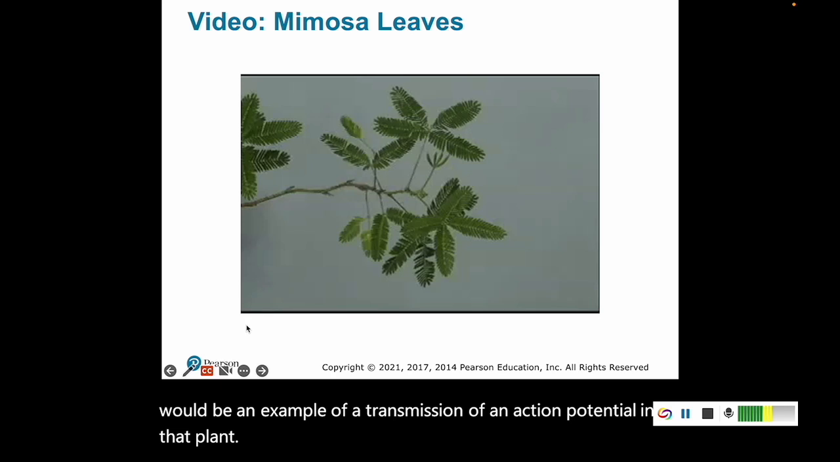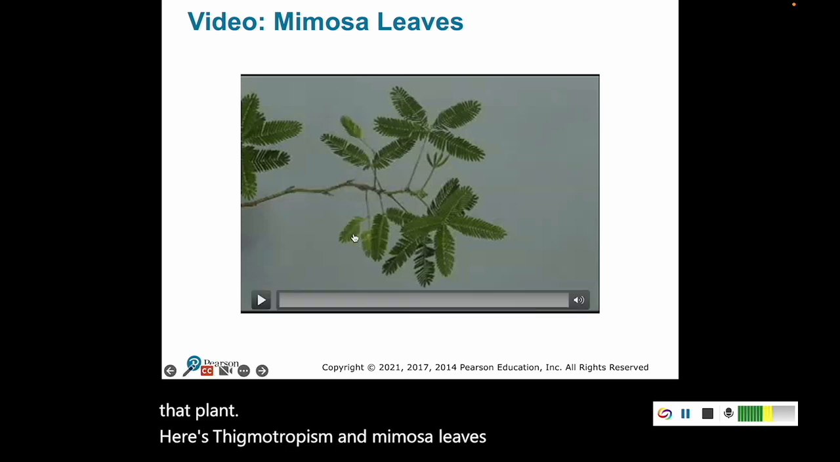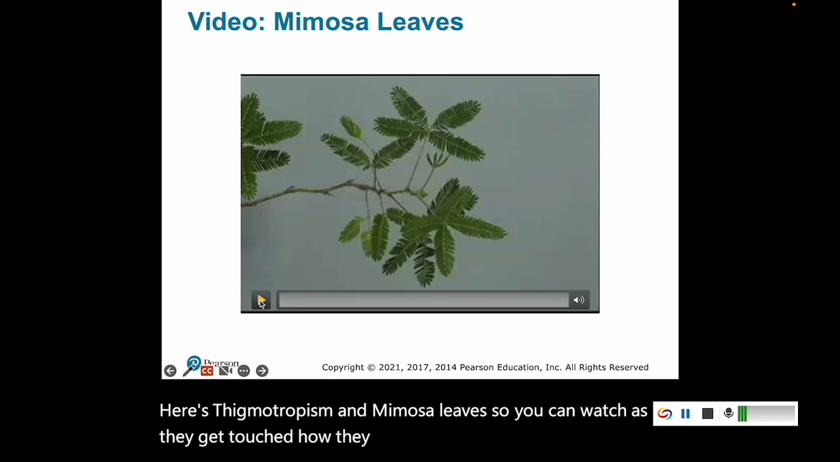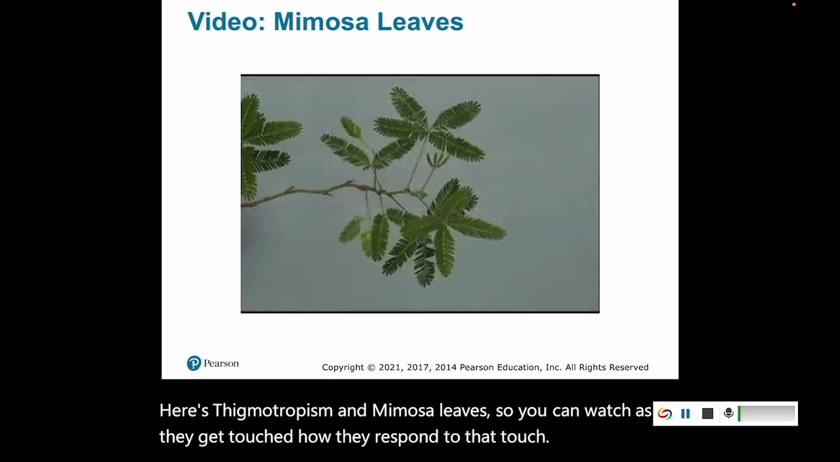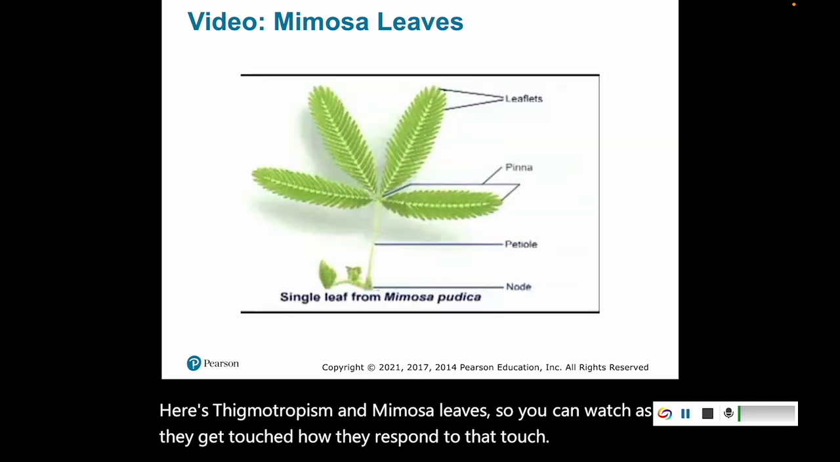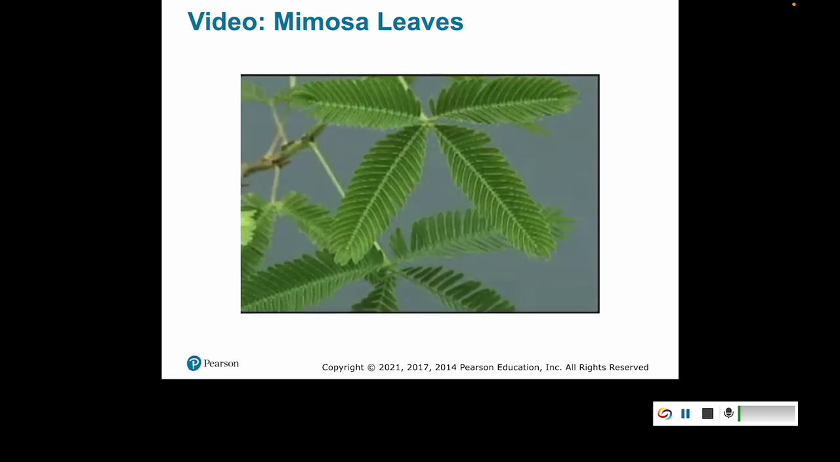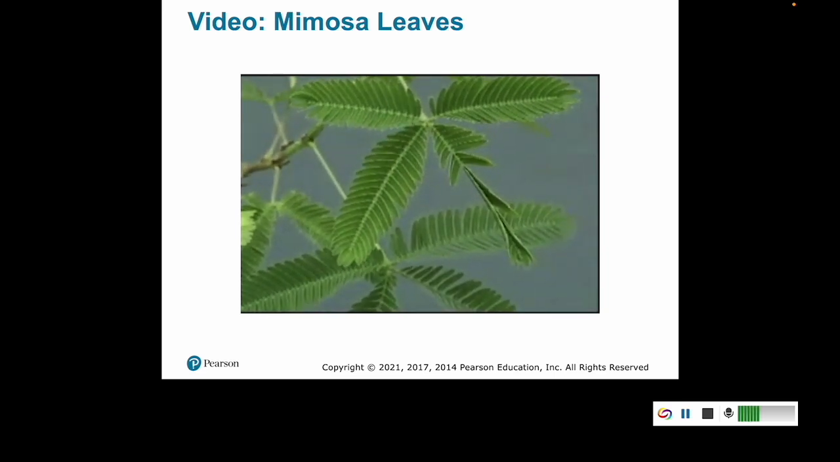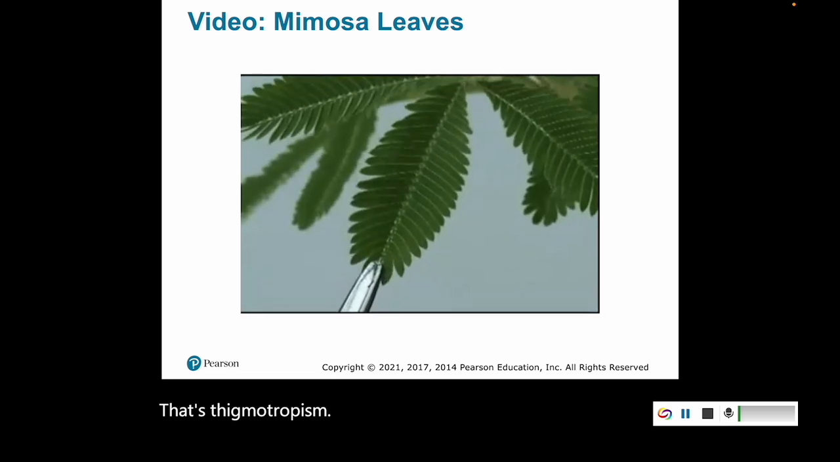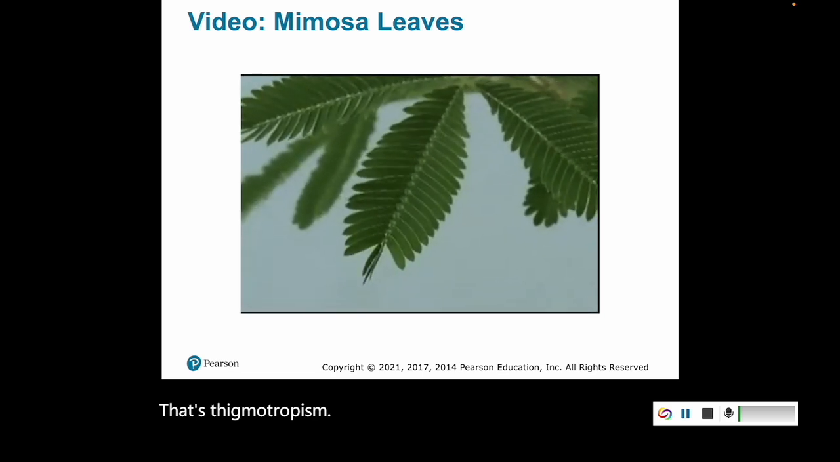Here's thigmotropism in mimosa leaves, so you can watch as they get touched, how they respond to that touch. That's thigmotropism. And that's thigmotropism.